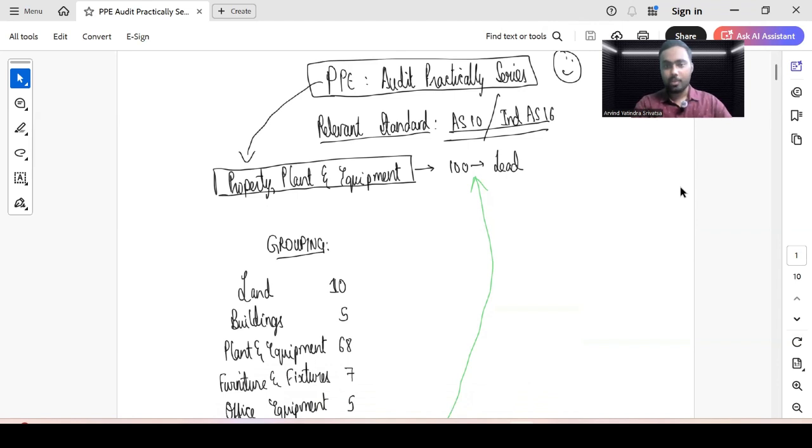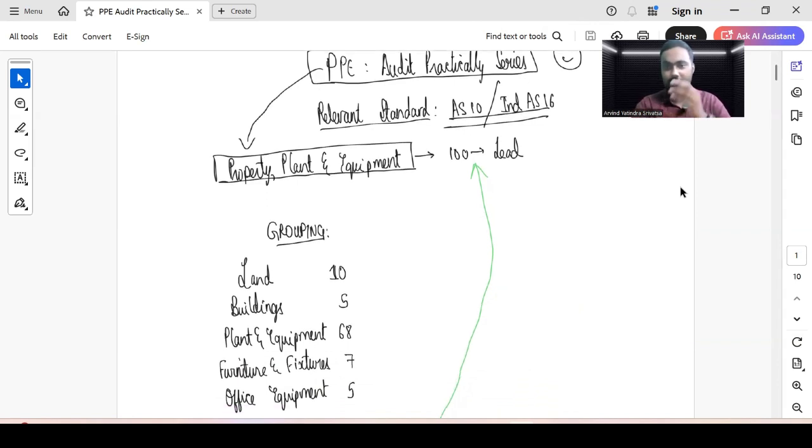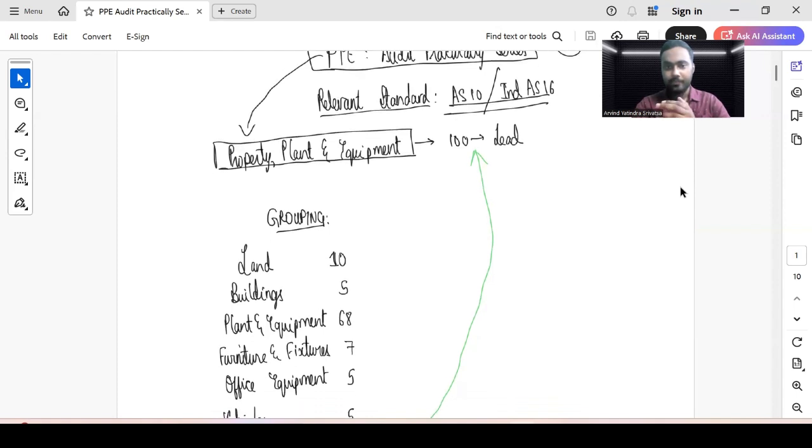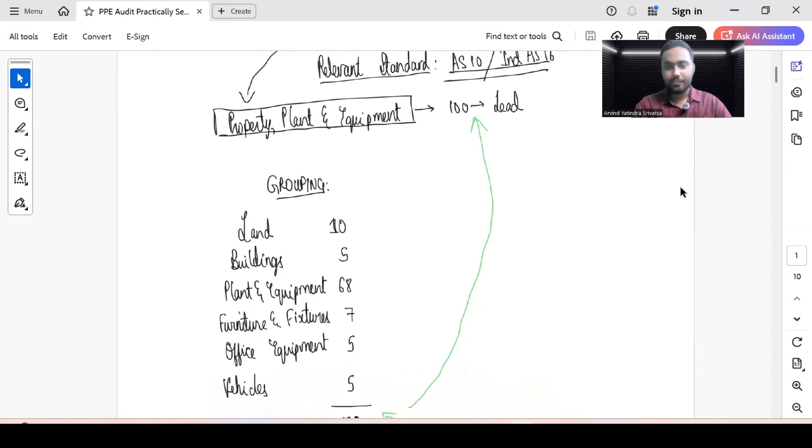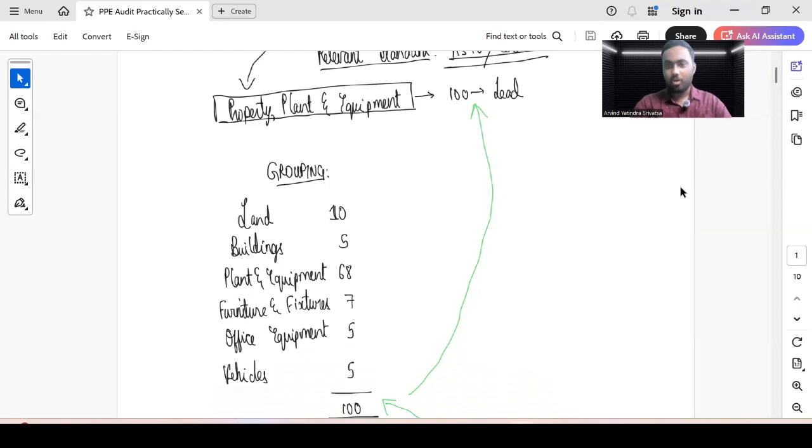So let's say the property, plant, and equipment that is there in the financial statements is rupees 100. How will this 100 be bifurcated, guys? This 100 will be bifurcated into various kinds of assets which are in the nature of property, plant, and equipment. For example, land of 10, building of 5, plant and equipment of 68, furnitures and fixtures of 7, office equipment of 5, vehicles of 5. All this would sum up to 100. Perfect. So this is the grouping.